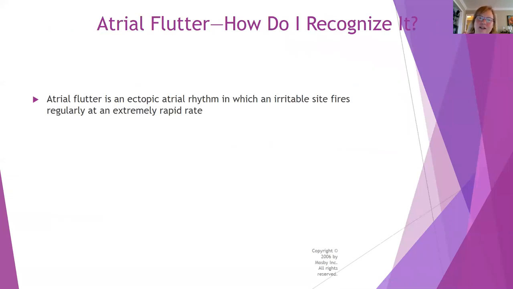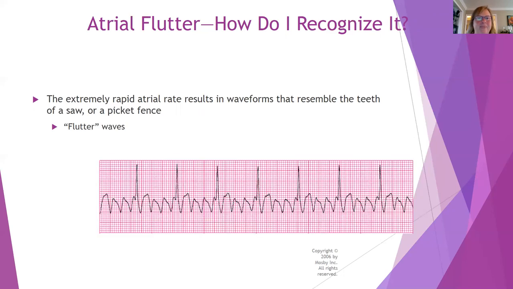Atrial flutter is an ectopic atrial rhythm, and it comes from irritable sites in the atria. Again, it is a regular rhythm, right? We're going to talk about atrial fibrillation shortly, and that's an irregular rhythm. But atrial flutter is a regular rhythm in which the atria are hyperexcitable in an interesting way. So atrial flutter is a really fast atrial rate, and it results in waveforms that look below here like this.